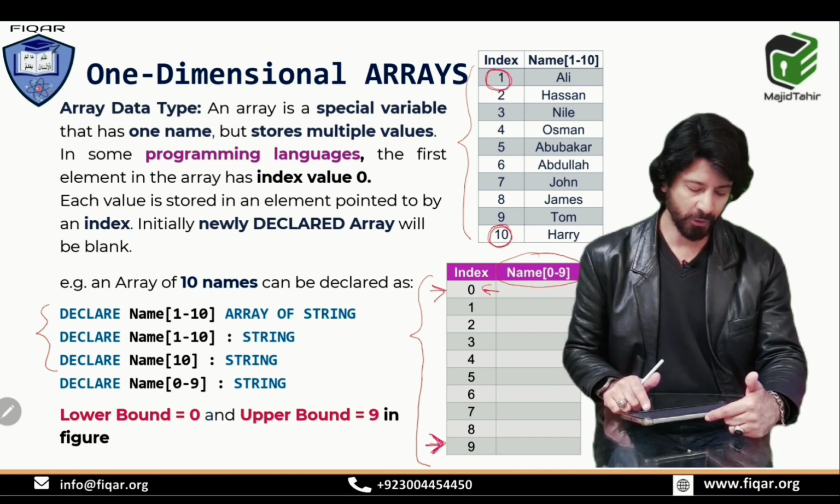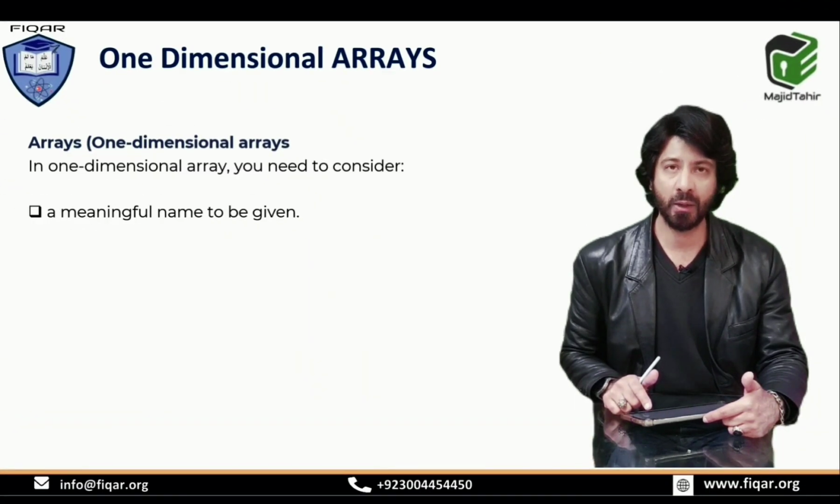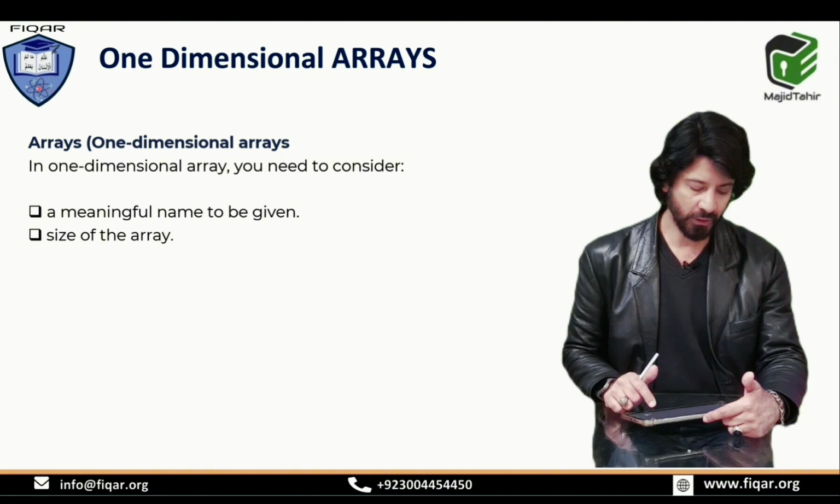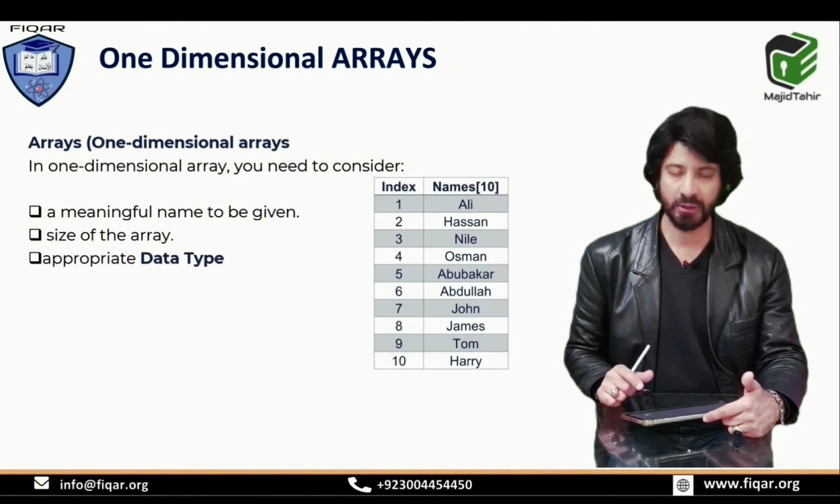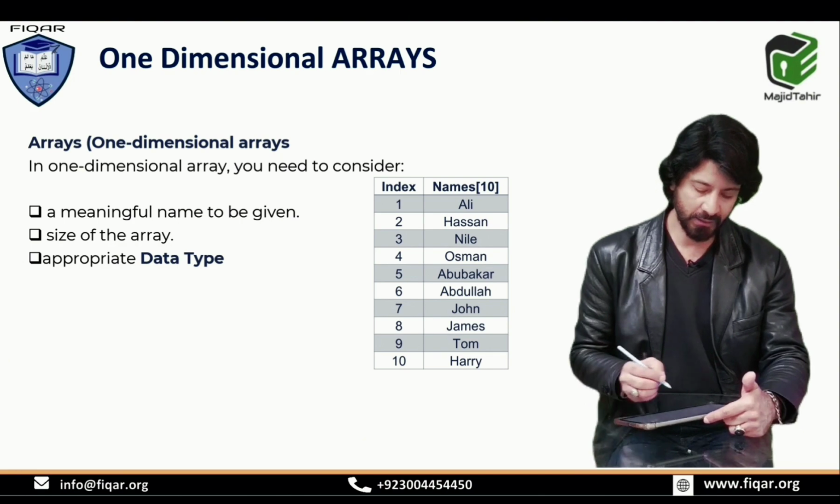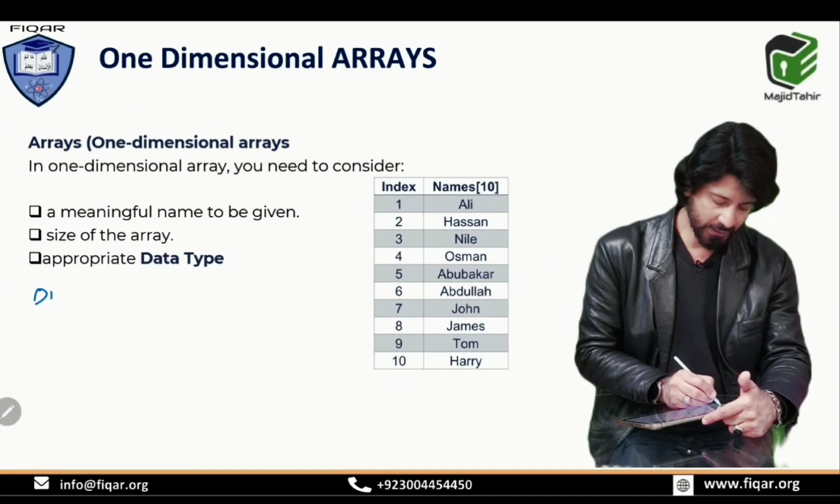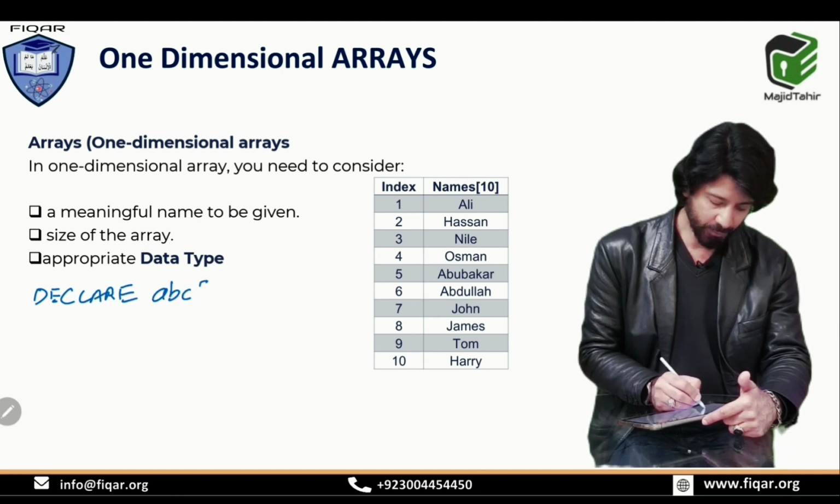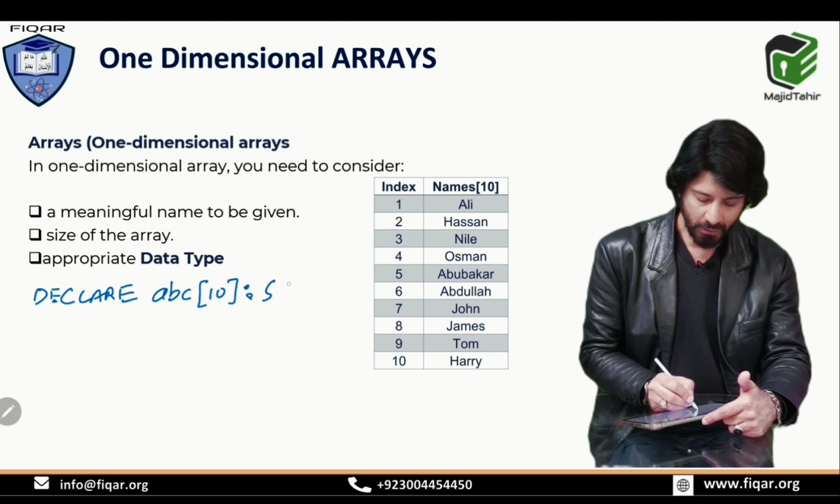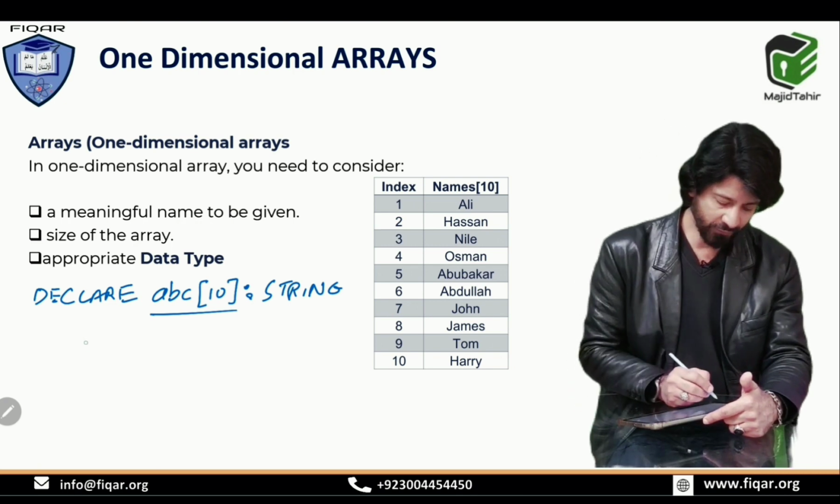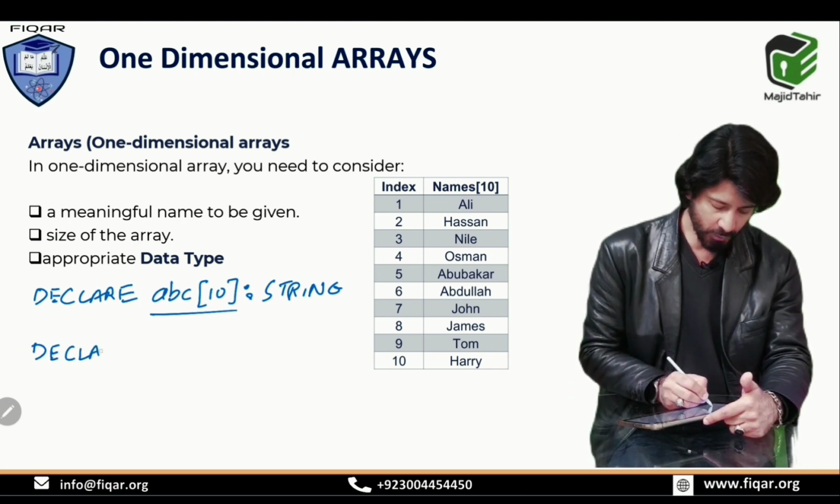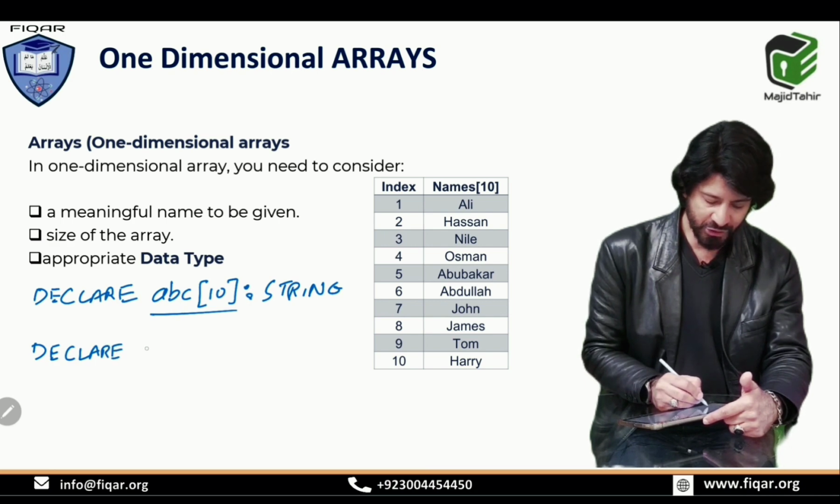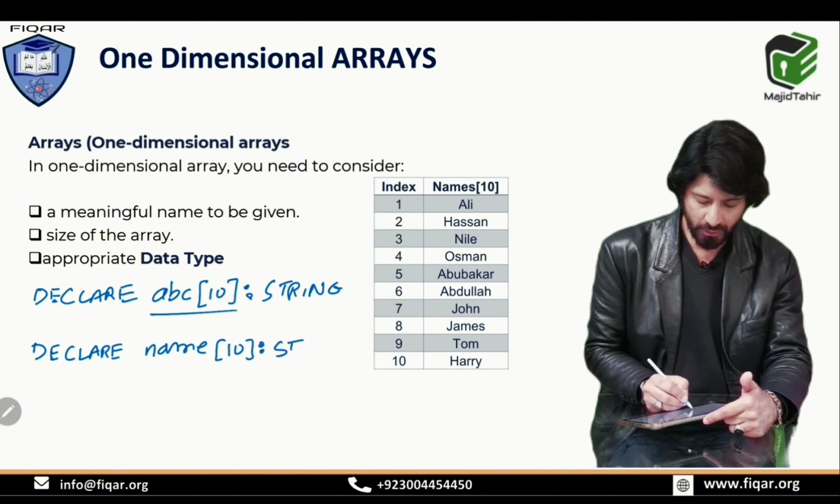Let's move forward. An important point to consider is that when we are declaring an array, we have to give it a meaningful name. For example, if we're declaring an array and storing names in it, we will not declare it with the name ABC[10] : STRING, because ABC doesn't reflect what the array stores. Instead of ABC, we write DECLARE as the keyword of declaration, or creation, and Name[10] : STRING.